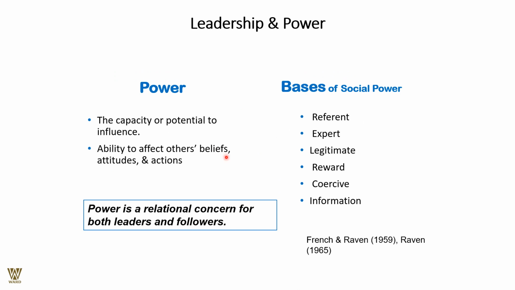So yes, leadership and power, the capacity to influence or potential to influence is what we are looking into. The ability to attract other people's attitude, their action, needs to be understood. Remember, the basis of social power is all about referent, expert, legitimate, reward, coercive, and information. Believe me or not, I have been trying to tell you about powers. Power is where you have certain abilities to distribute resources, or something where you can assign some favors to somebody else. So it's a relational concern for both leaders and followers.